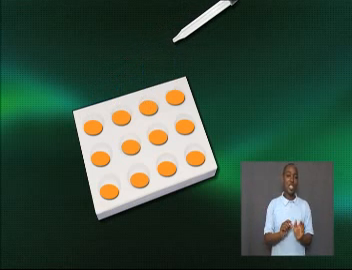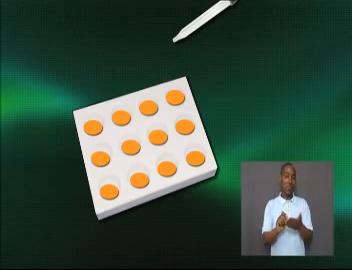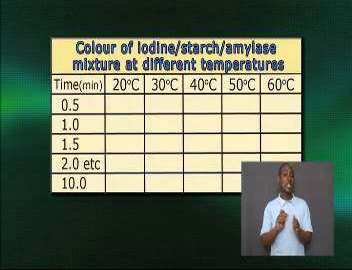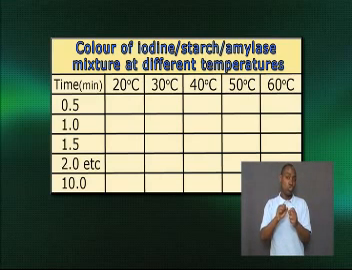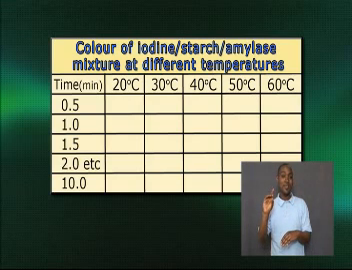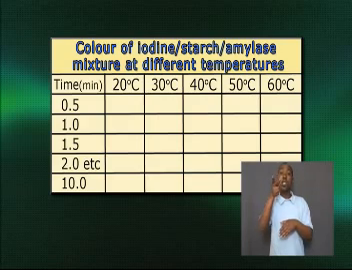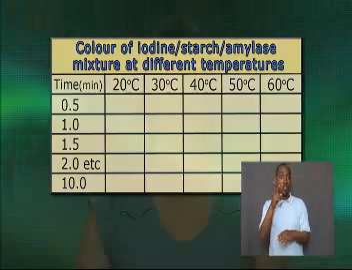Samples are taken and color changes are recorded every 30 seconds for 10 minutes. A record is kept of the time the samples were taken from the solution and the color of the iodine. A table like the one you see on the screen could be used to keep track of the observations.